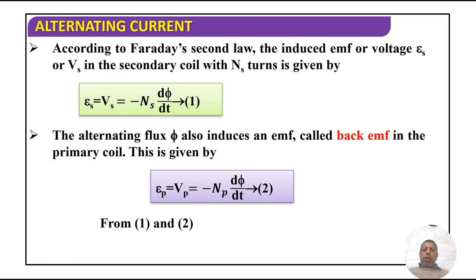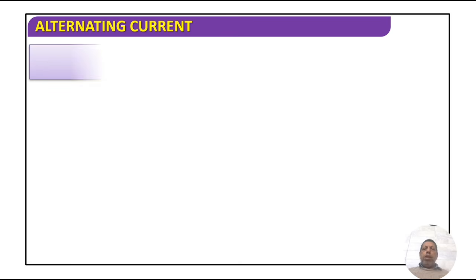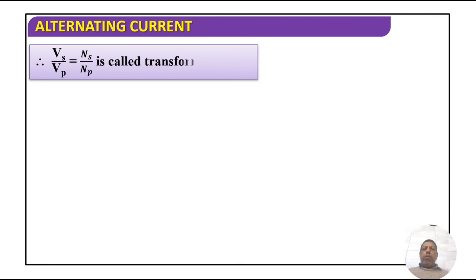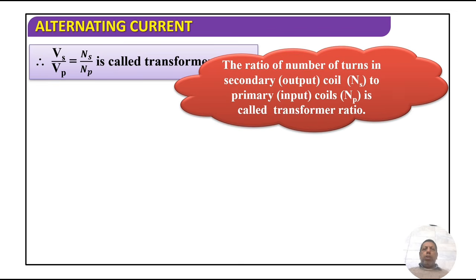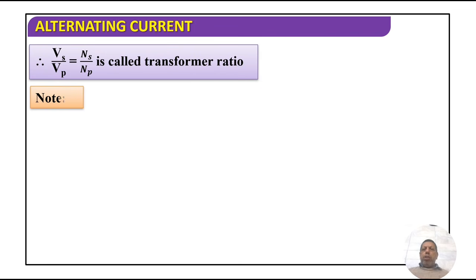Mark it number 2. When you divide both the equations 1 and 2, ES upon EP is equal to VS upon VP is equal to minus NS d phi by dt over minus NP d phi by dt. Minus sign cancels, d phi by dt cancels. ES upon EP is equal to NS upon NP. So, VS upon VP is equal to NS upon NP, called transformation ratio. Ratio of the number of turns in the secondary coil to the primary coil is called transformation ratio.